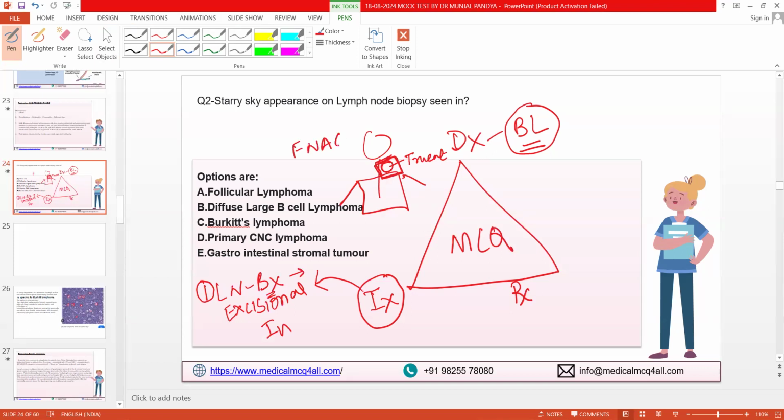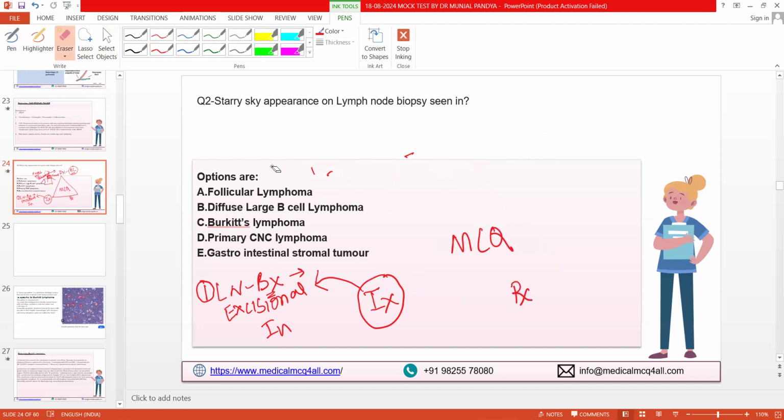This is an exam question. Which one is the best: FNAC, true cut biopsy, or excisional biopsy? In a suspected case of lymphoma, the best is excisional, not incisional, not FNAC. It's a very common basic thing anyway. So we did it, we did an excisional lymph node biopsy. In an excisional lymph node biopsy, what can you see, doctor?